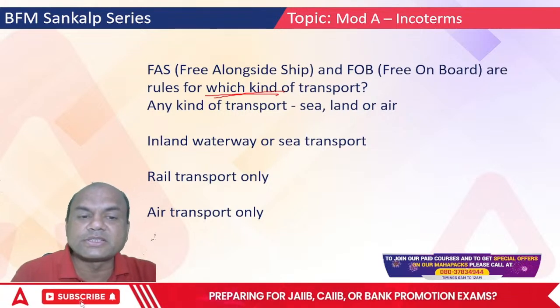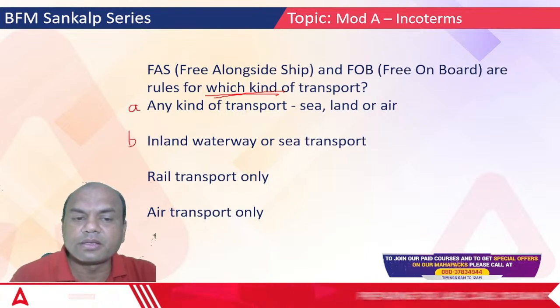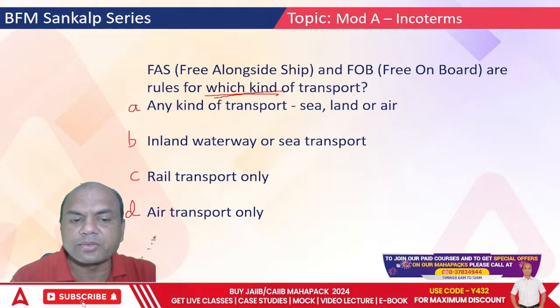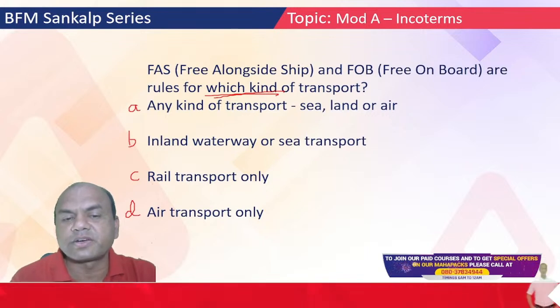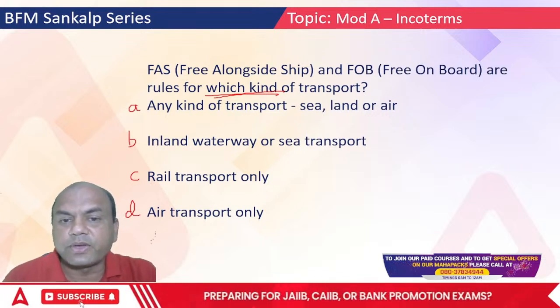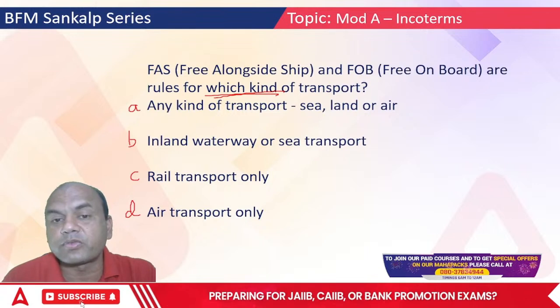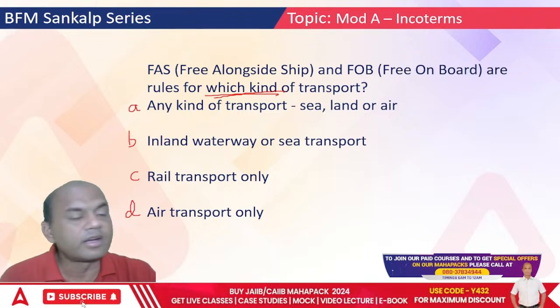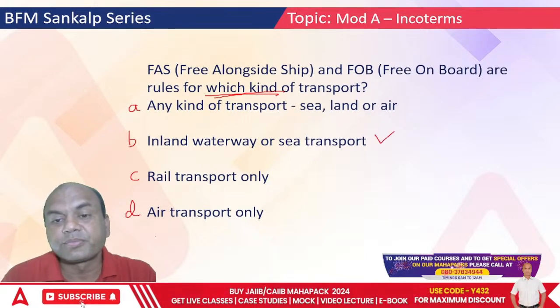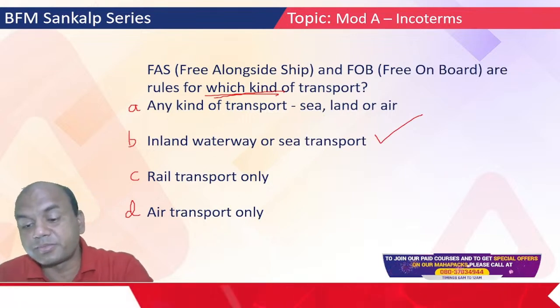Let me call this A, B, C, D. Now type the answer. Is it A or B or C or D? FAS and FOB are for which type of transport? It is B. Correct? It is B.